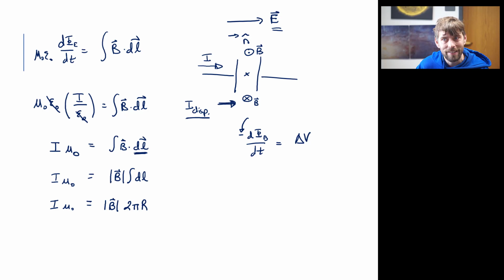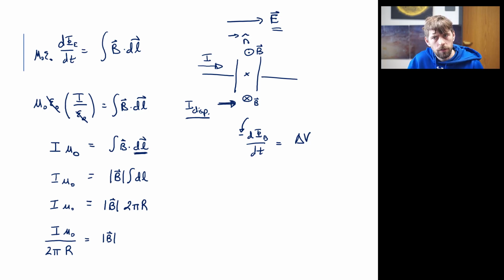Pretty cool, huh? Let's look at this. At the end of the day, using the Maxwell correction, I get that the magnitude of a magnetic field is given by I mu naught over 2 pi r. Where have I seen that before? Yeah, that is the magnetic field produced by an infinite wire. Are you not boggled? Think about what just happened here, okay?